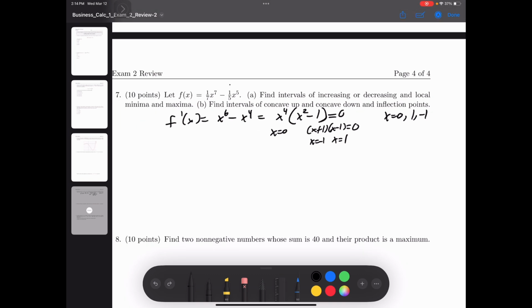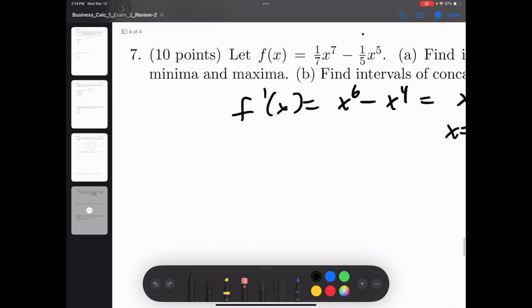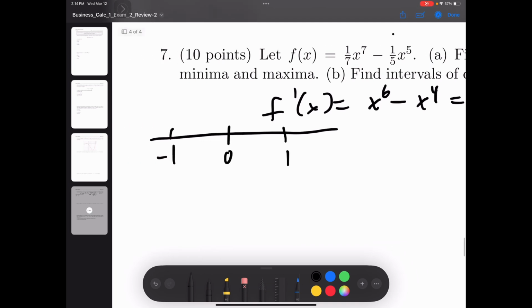So let's plug in some values to see whether the derivative is positive or negative between these points. So let's set up, we have negative 1 on a number line, we also have 0, we also have 1, and we're looking at our first derivative here. If I plug in something less than -1, something really, really small, like -10 or -100, then -100 to the sixth is going to be bigger than -100 to the fourth, because we're going to get positive numbers in both cases, and the sixth power is higher than the fourth power. So this is going to be positive. This is going to be increasing to the left.